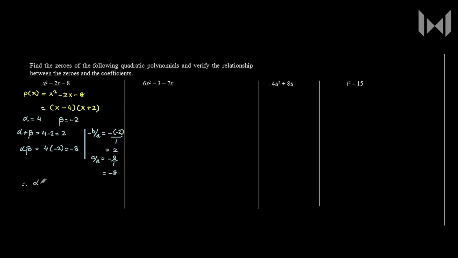And therefore alpha plus beta is minus b by a, and alpha beta is c by a, and then we write hence verified.